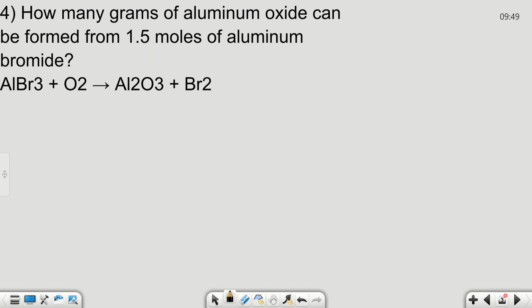So that's going to show up in every single one of these problems. So now let's try a different one. Okay? What I'm looking at here is how many moles of aluminum oxide can be formed from 1.5 moles of aluminum. Okay?